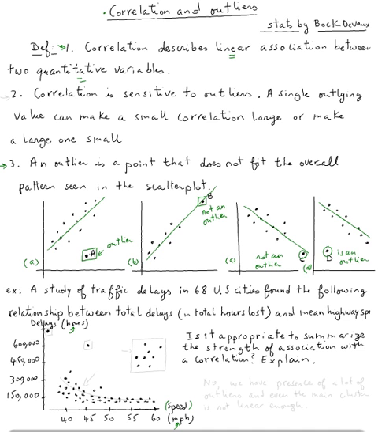However, if you look at it, it looks more curved. Even if you try to fit a line, we have a lot of outliers. Remember, let's read it right here. Number 2 says correlation is sensitive to outliers. A single outlying value can make a small correlation large or make a large one small. But we have a lot of outliers. There's one, here's another one here, here's another one there. So the answer will be no.